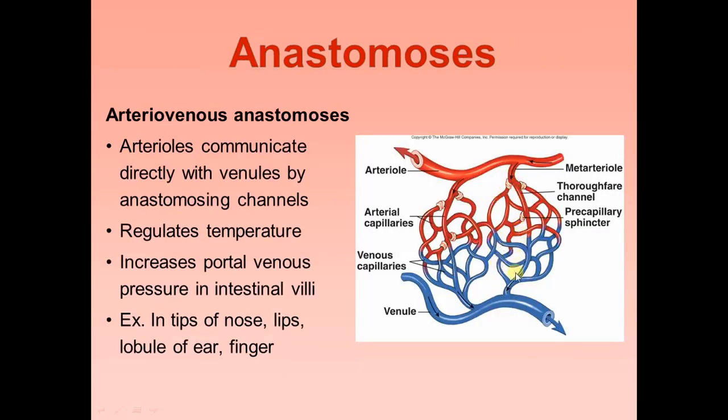Next is arteriovenous anastomosis. A communication between the arterioles and venules bypassing the capillaries. This is mainly responsible for regulating the temperature and increasing portal venous pressure. So this type you come across mainly in the intestines. In the tip of the nose you see here, lips, external ear, that is the lobule of the ear, and also in the digits, the digital pads, nail beds, you come across this type of arteriovenous anastomosis. So a direct communication between the arterioles and venules bypassing the capillaries.